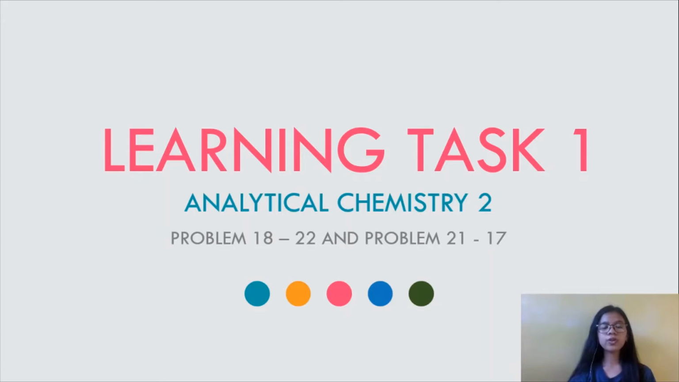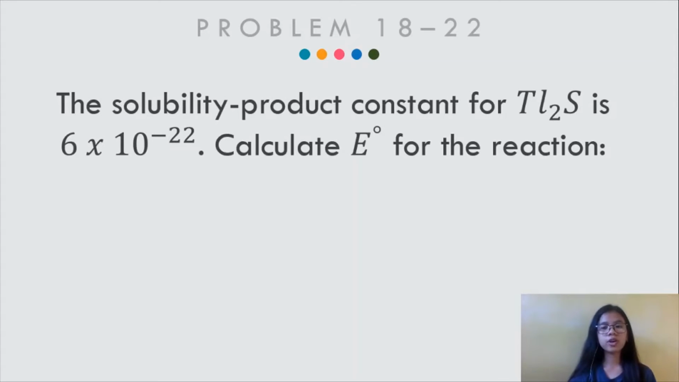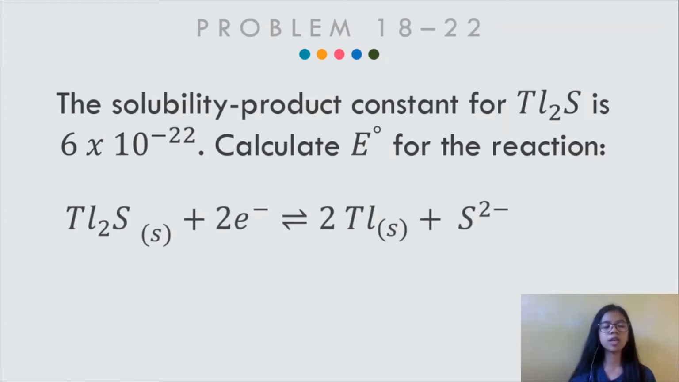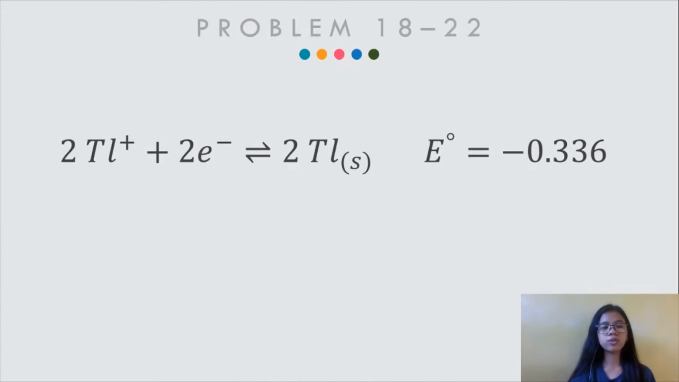For today, we are going to talk about problem 18-22 and problem 21-17 of the Learning Task 1 for Analytical Chemistry 2. For the first problem, the solubility product constant for thallium sulfide is 6 times 10 raised to negative 22. Calculate the standard potential for the reaction as depicted by thallium sulfide solid plus 2 electrons yields 2 thallium solid plus sulfide. We identify the standard potential for 2 ions of thallium plus 2 electrons that yields 2 thallium solid, which is negative 0.336.